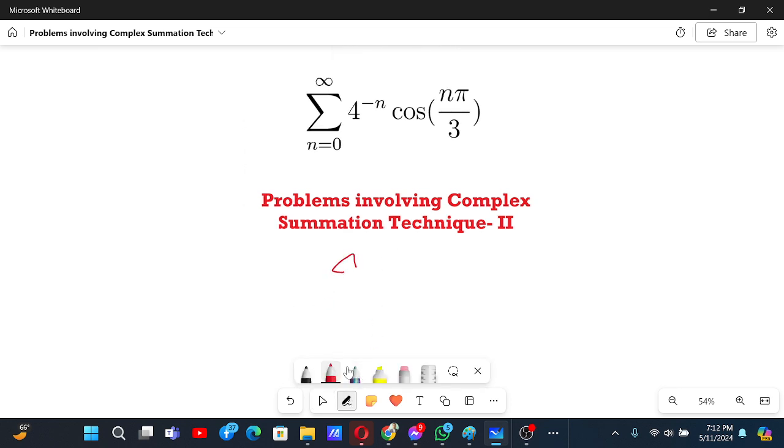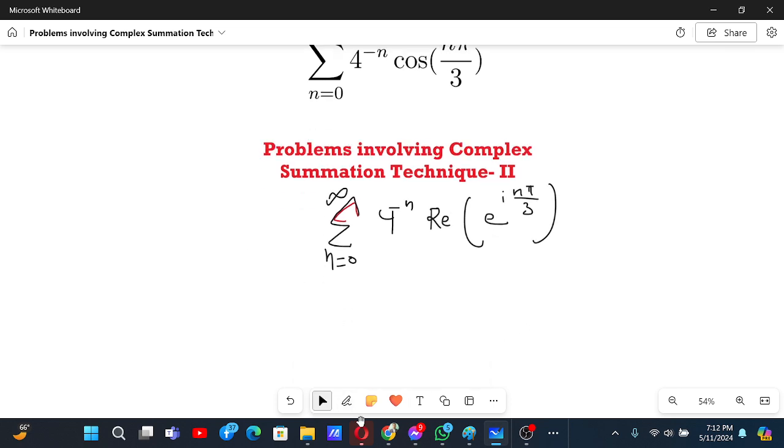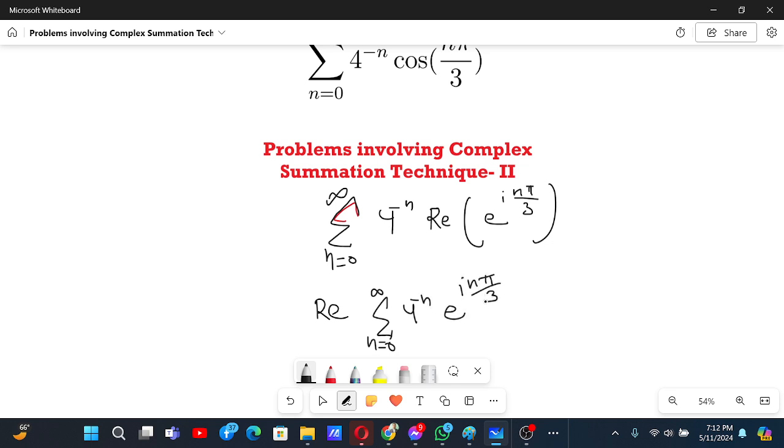Sum from n equals 0 to infinity of 4 to the power minus n, times cos of n pi by 3. This is just the real part of e to the power i theta, where e to the power i n theta is e to the power i n pi by 3. Now take this inside and then outside the sum. So we have the real part of the sum from n equals 0 to infinity of 4 to the power minus n, e to the power i times n pi by 3.